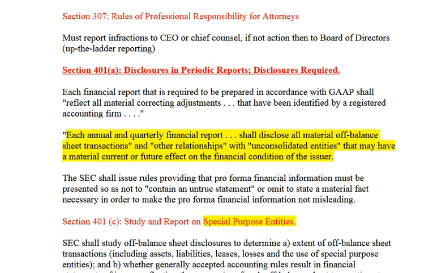Section 307, Rule of professional responsibility for attorney. Must report infraction to CEO or chief counsel. If no action, then report to the board of directors.